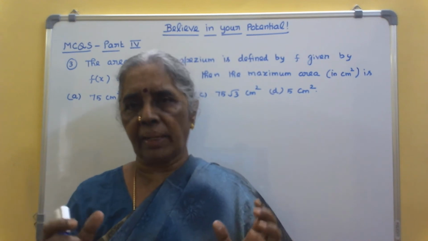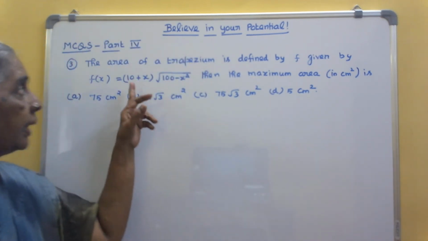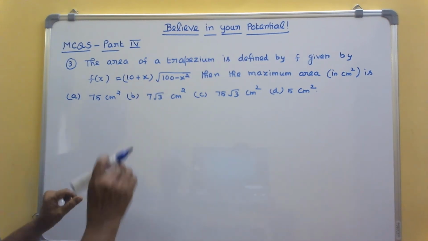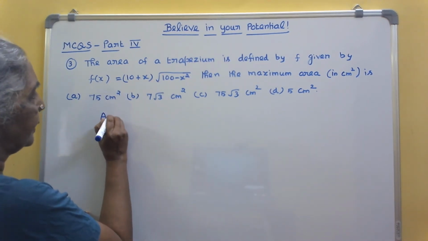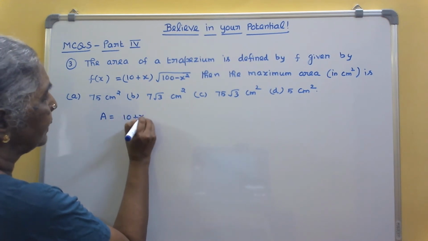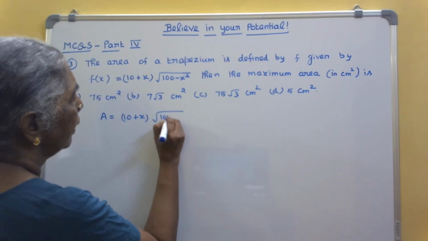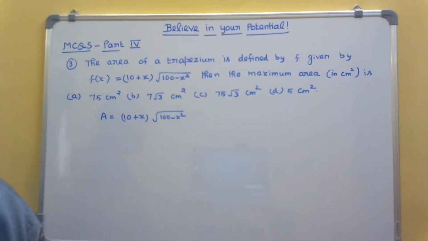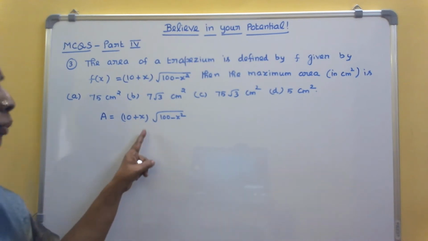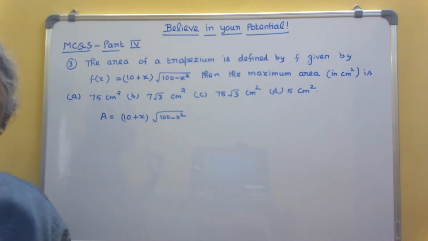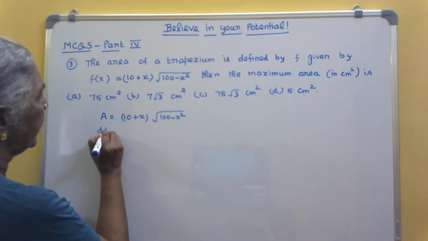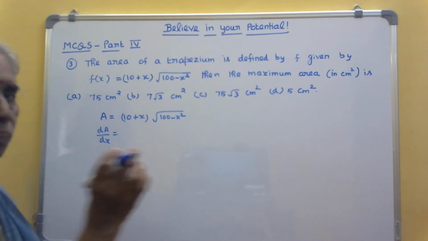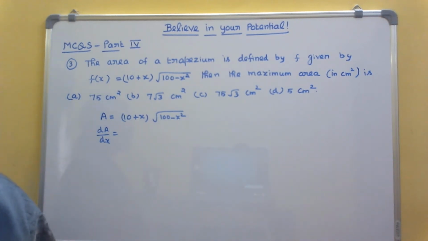They have given the area as 10 plus x into root 100 minus x squared. That f of x I will call A, that is 10 plus x into root 100 minus x squared. I want to find the maximum area. So for that I should know the value of x for which the area is maximum. So let us find dA by dx. You have two terms as a product, so you have to use the product rule.